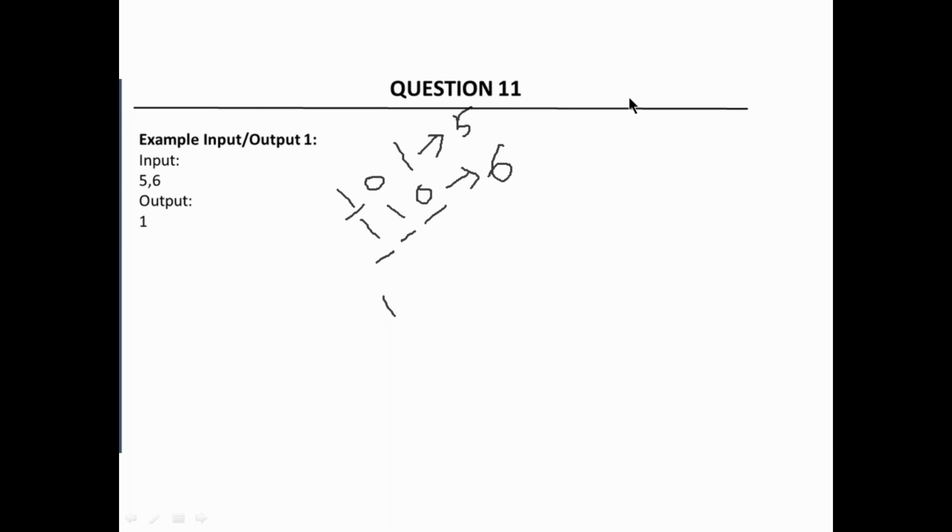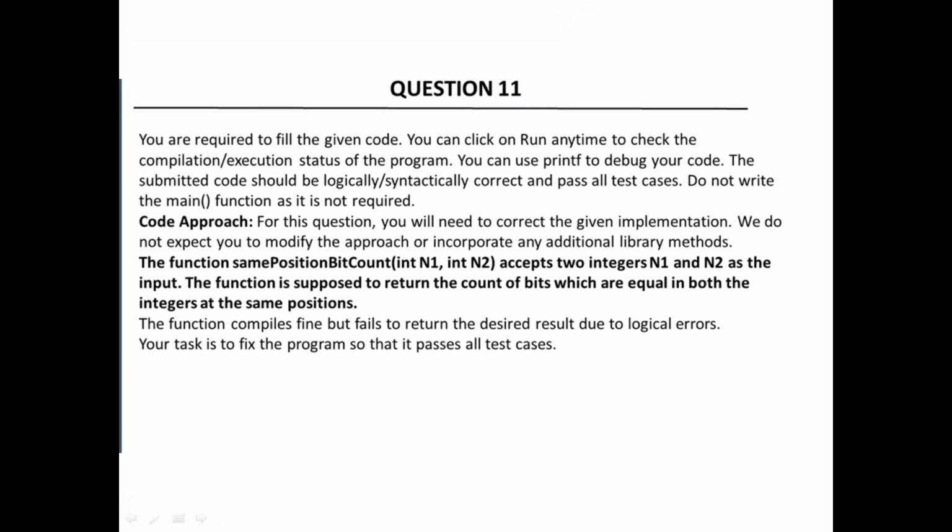I hope you understood the problem statement. Observe the problem statement once again. It accepts two integers n1 and n2 as the input. The function is supposed to return the count of bits which are equal in both the integers at the same positions. For this one the code is not given, just the function is given like this: same position bit count. This function takes two variables n1 and n2, and we need to return how many bits in the same position are common in these two numbers in binary form. So observe, everyone, guys.